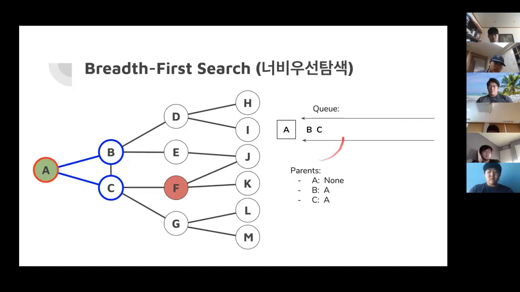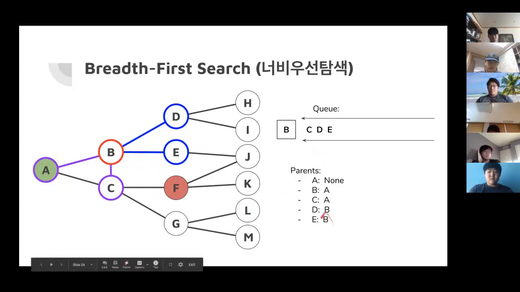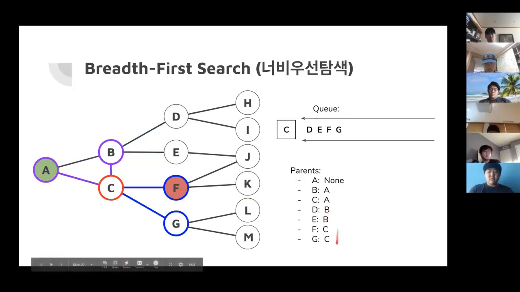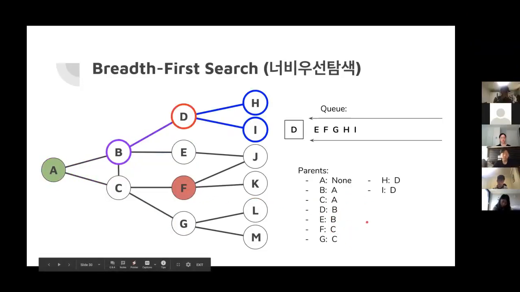B and C exist in the queue because of A. A is the sole reason why it's here. It's the only existence why it's here. And then, if we repeat this again, D and E came into existence because of B. The parents of D and E are B. Similarly, we repeat this again and again. F and G have parents C, and so on.